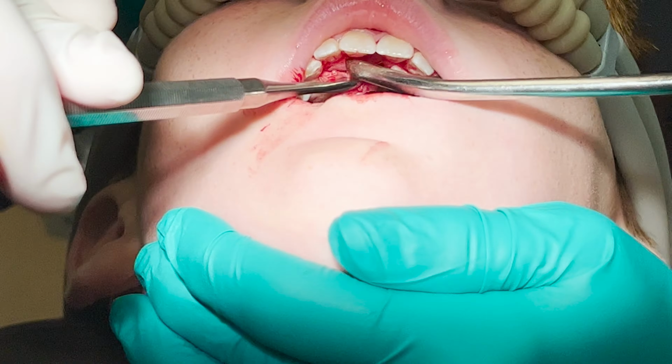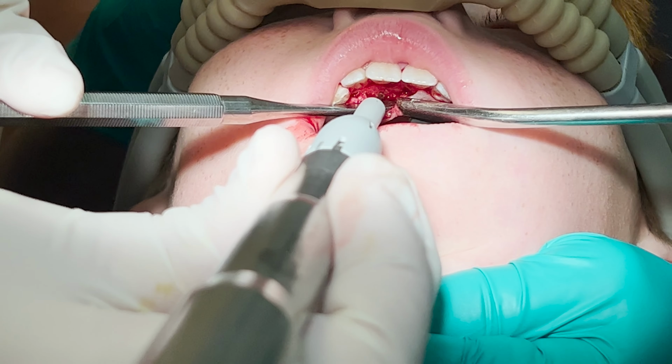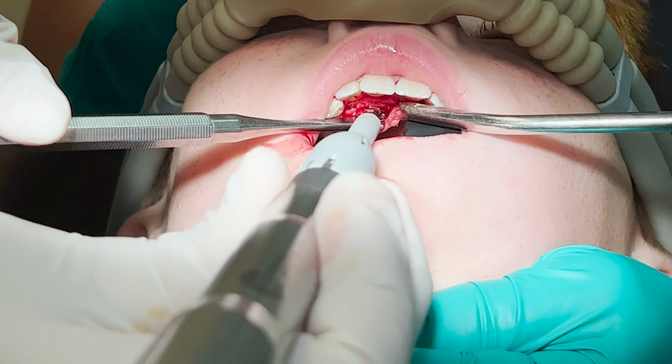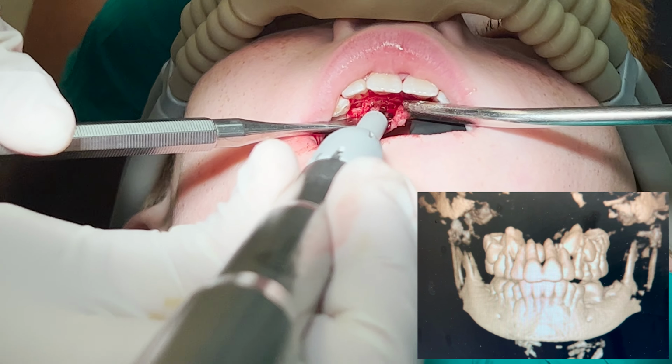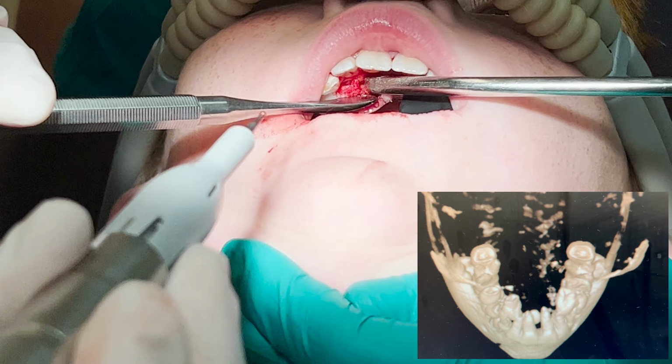Now that I've laid the flap, I'm looking at alveolar bone, and I don't really see the Mesiodens anywhere. So I'm going to get out the handpiece and start to gently feather off some bone in order to locate it. This is again where the cone beam CT comes in so handy because I have a general idea of where this tooth is, and it takes a lot of the guesswork out of the equation.